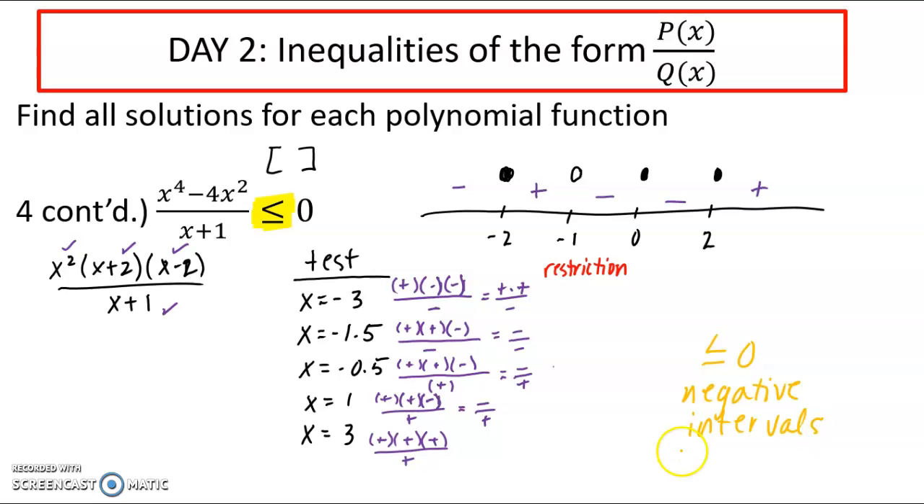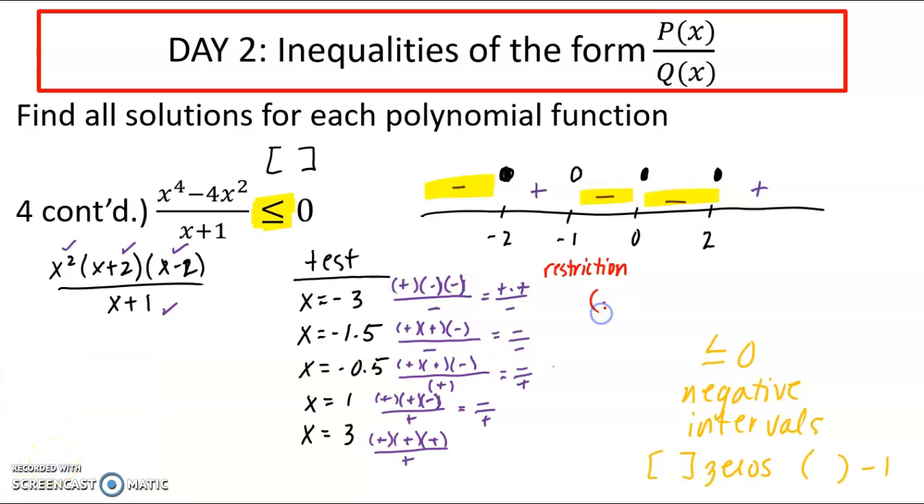And I'm thinking I'm going to be able to use my closed brackets on my zeros, but I need my open bracket if I include -1. Okay, so all my intervals where I'm negative, here's one of them, here's another one, here's another one. All right, so my conclusion, pay attention.